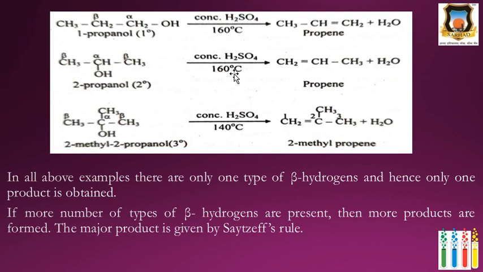Then 2-methyl 2-propanol, when heated in presence of concentrated H2SO4, that is sulfuric acid, at 140 degrees Celsius, gives 2-methyl propene as the product. And in all the above examples, there is only one type of beta hydrogen. But if the compound contains more than one type of beta hydrogen, then more products are formed. And the major product is according to Saytzeff's rule.